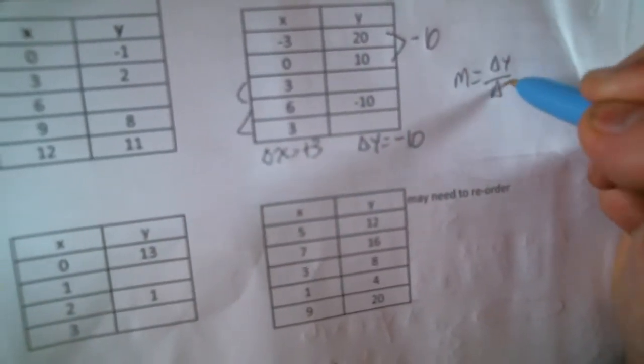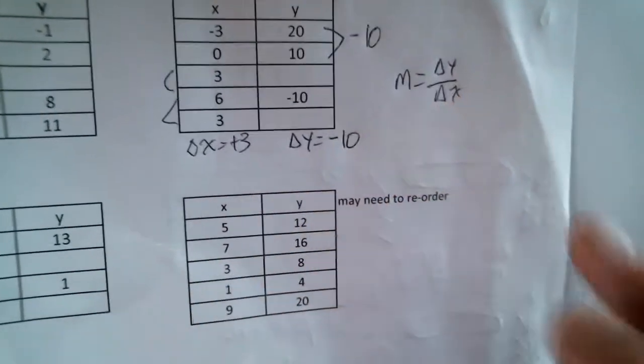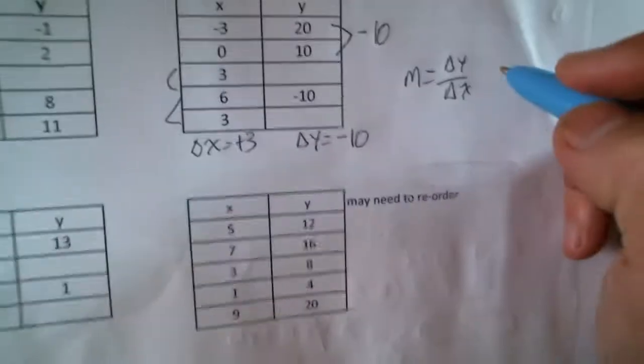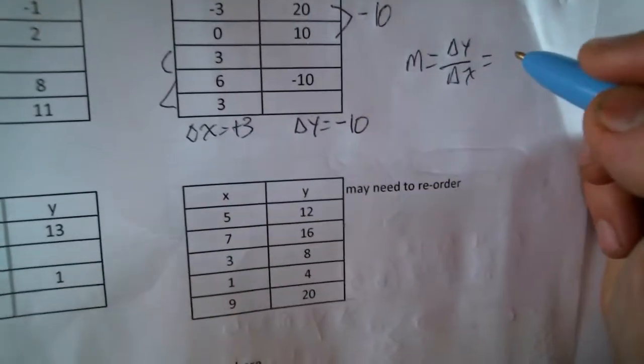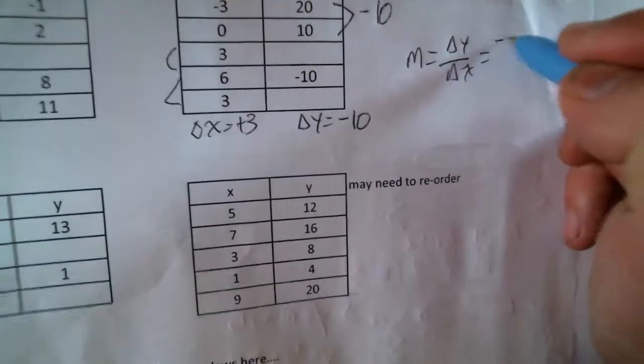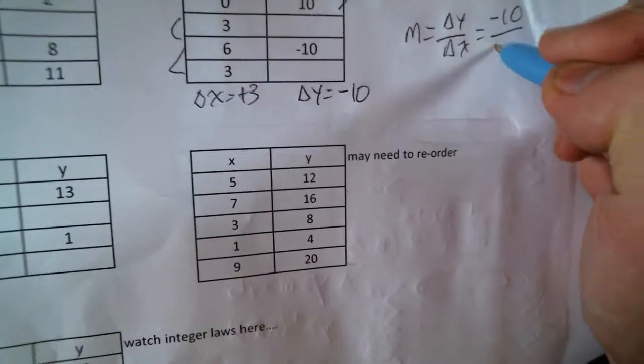So if I'm calculating the slope, I can't believe I'm holding this camera right now. This is ridiculous. So my slope equals delta y over delta x. Oh, and it's still not zooming in. This is probably the worst video I've shot in 5 years, guys. My apologies. My delta y is going to be negative 10 divided by positive 3.